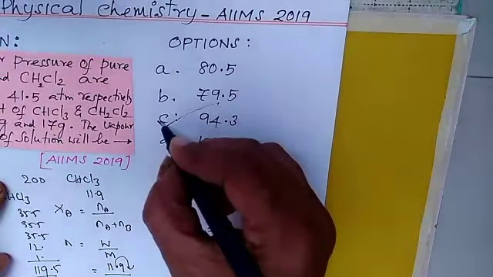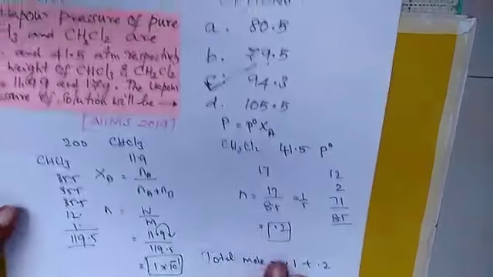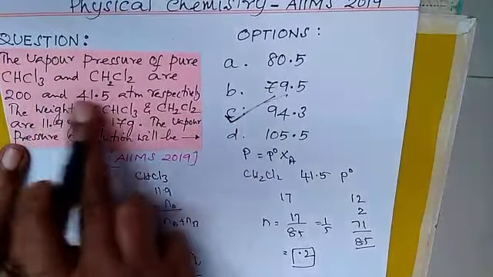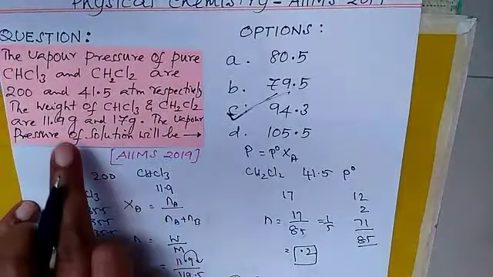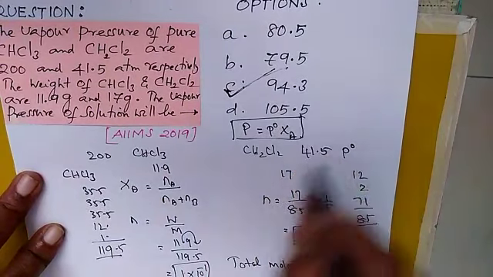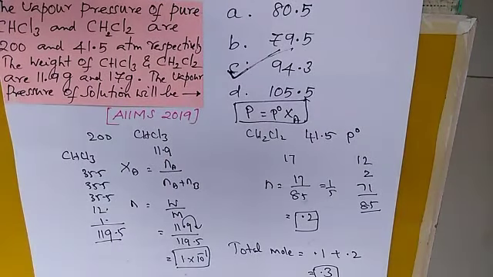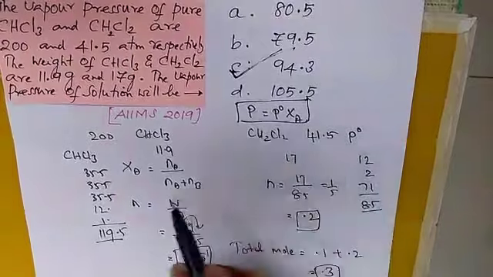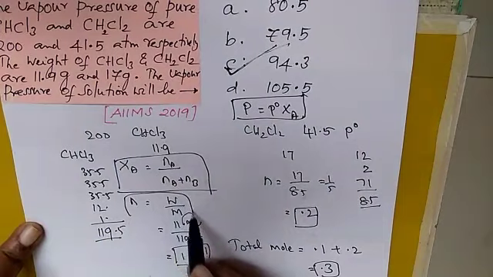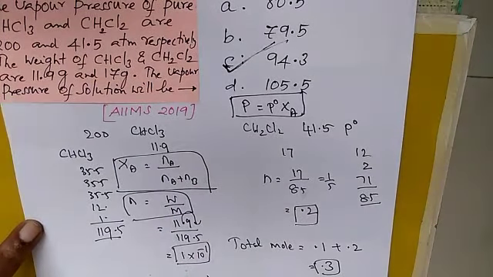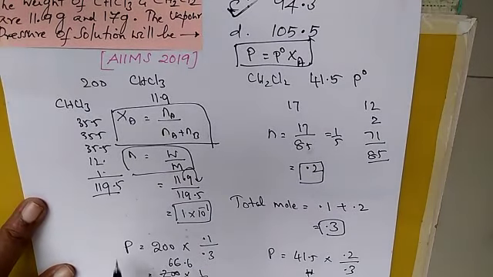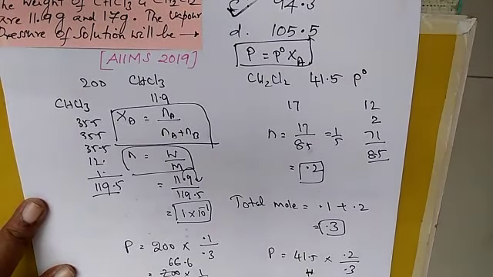94.6 is your option C. Okay children, again I am repeating: in the sum they are giving the vapor pressure of the pure solvent and the weight. They are asking for the total pressure. For total pressure you have to find the individual pressures, then add them. You first calculate the mole fraction, using the formula and the number of moles, for chloroform and methylene chloride. Then you get this vapor pressure and this vapor pressure, and you add them for the total.